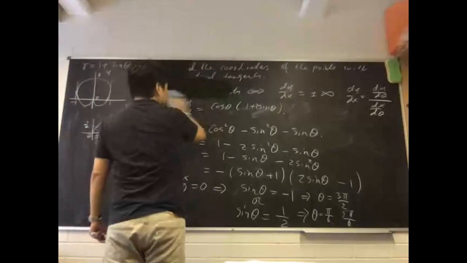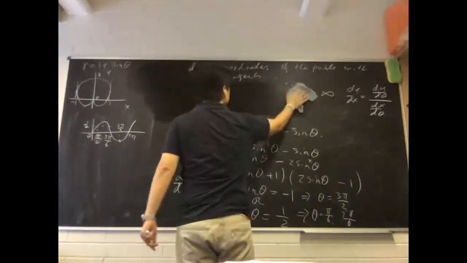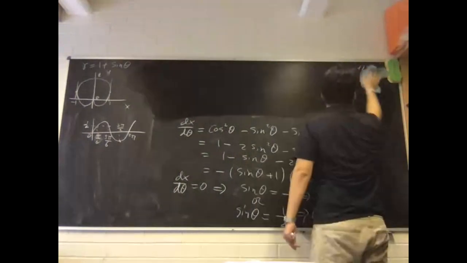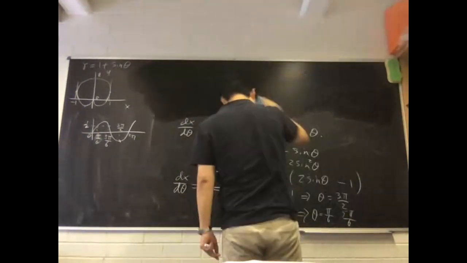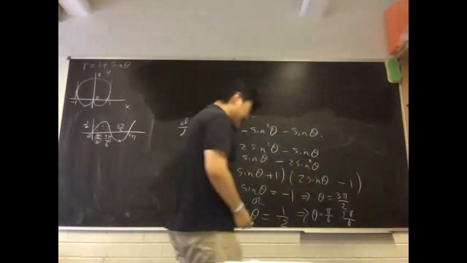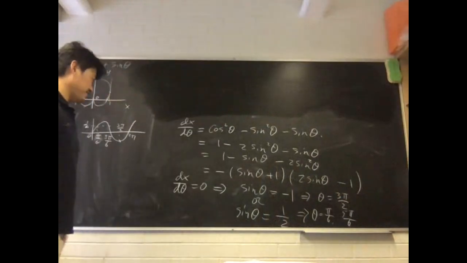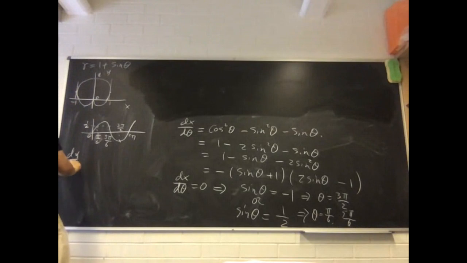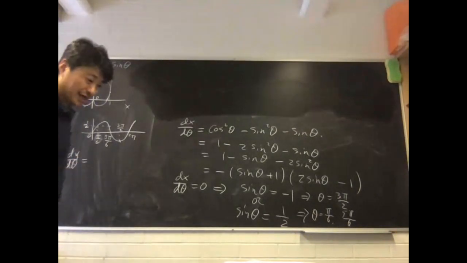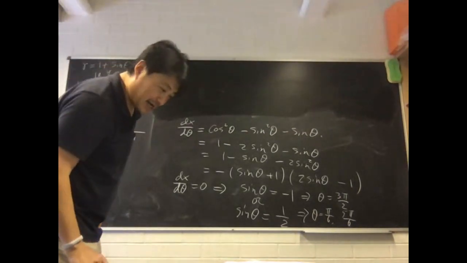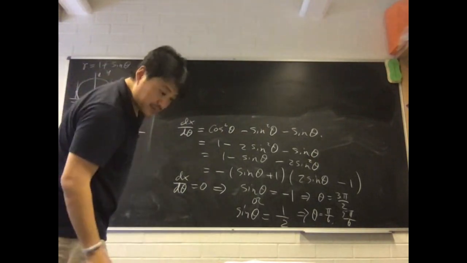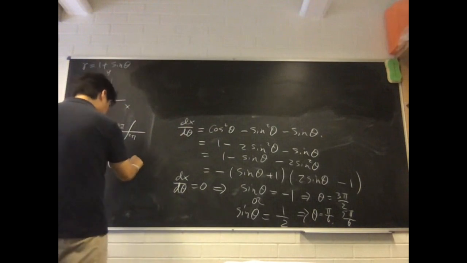All right, so let me erase that. All right. So let's examine all 3 of these. I erase dy d theta. Dy d theta is cosine theta times 1 plus 2 sine theta.